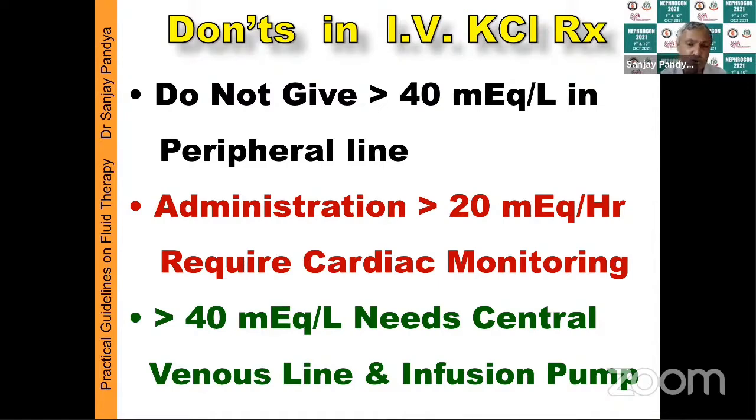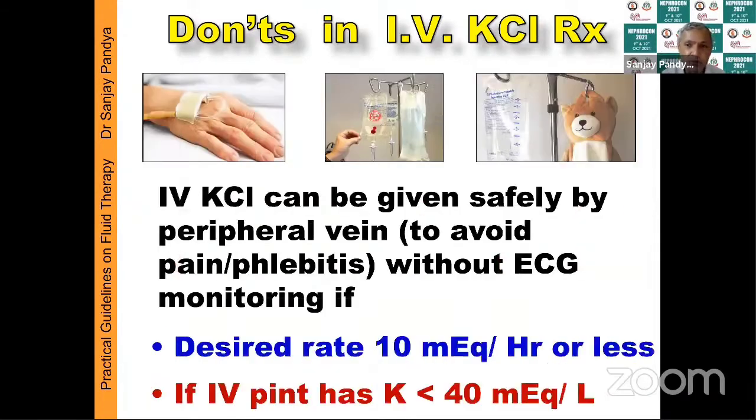Large amounts of potassium supplementation need continuous cardiac monitoring. Now, we need to see that the mode of administration should be friendly to the vein and should not cause local thrombophlebitis. So that is something which is important. For that, the desired rate of infusion is 10 milliequivalent or less per hour, or if it is in IV fluid.